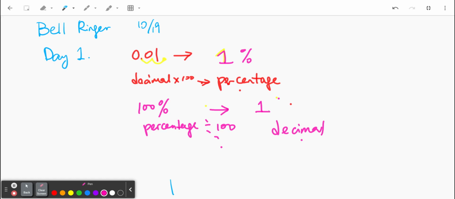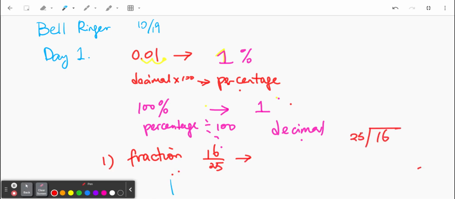But how do you change a fraction into a decimal? That is the difficult part. Let's take a look at number 1. The fraction is 16 over 25, right? How do you change it into a decimal? You can do it two ways. One, you can do 16 divided by 25 as a long division. Or you can change the denominator into 100.